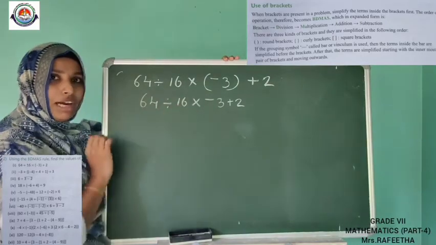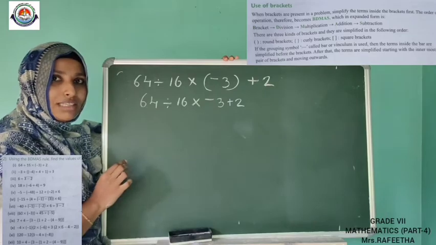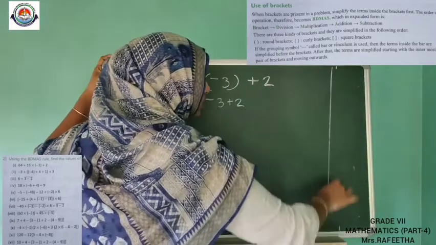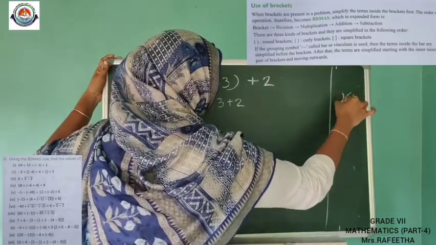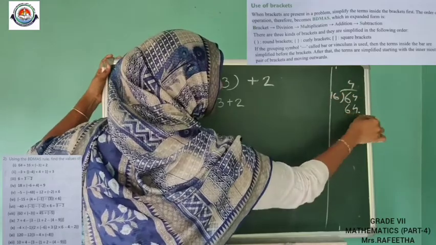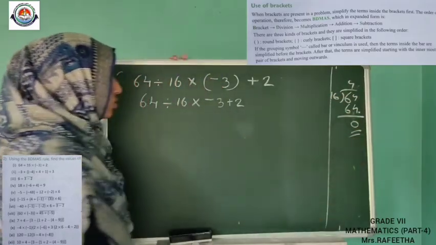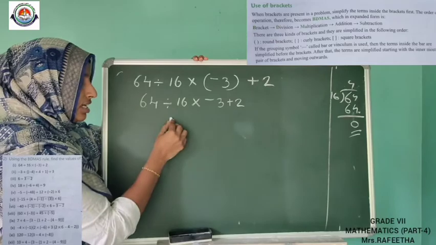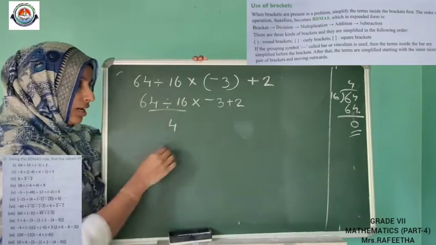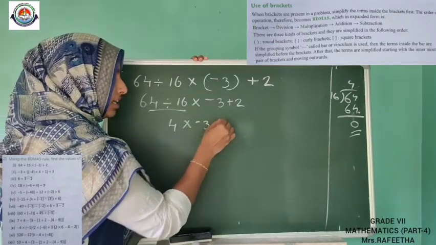Next what we want to do? Division. 64 divided by 16. What is 64 divided by 16? If you want to do it, just do here. 16 into 4 are 64, remainder is 0. So, 64 divided by 16 is 4. Division over. Remaining steps we can write here.